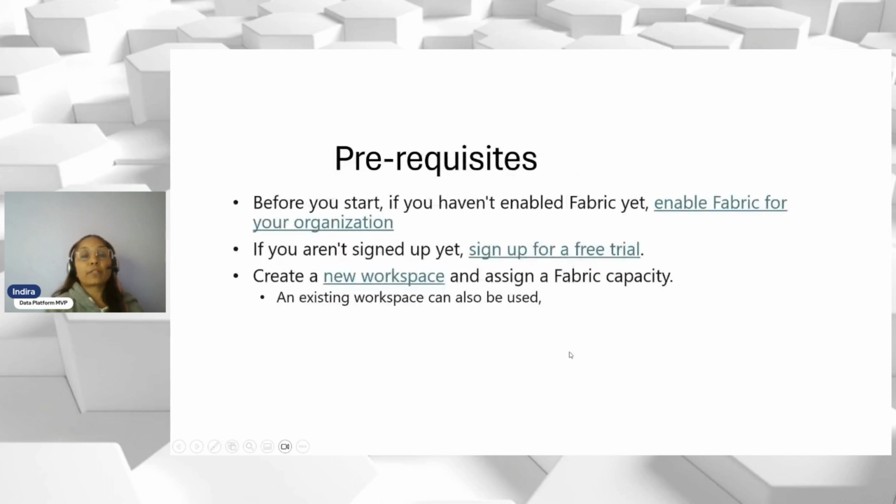But before that, we'll just cover the prerequisites. You need to have Fabric enabled in your organization. In the admin portal of Fabric, it needs to be enabled, and that can be done by a Power BI administrator, or a Fabric administrator, as it is called these days. You can sign up for a free trial for 60 days, and you also need to have a Fabric workspace. Now, without further ado, we will go into the demo part. I'll just share my screen again.